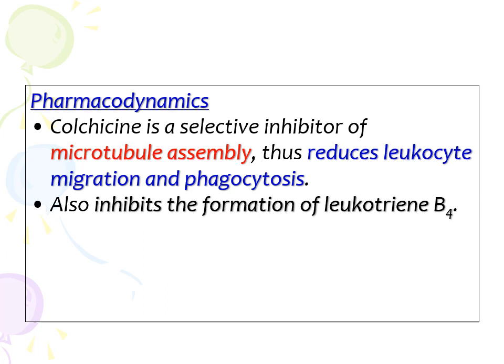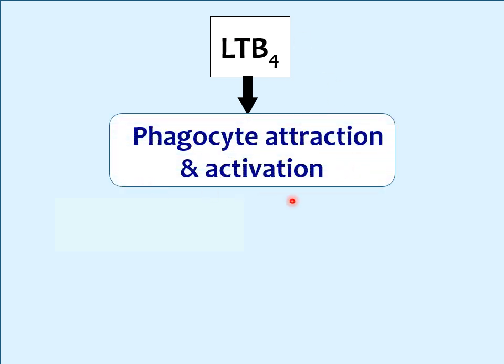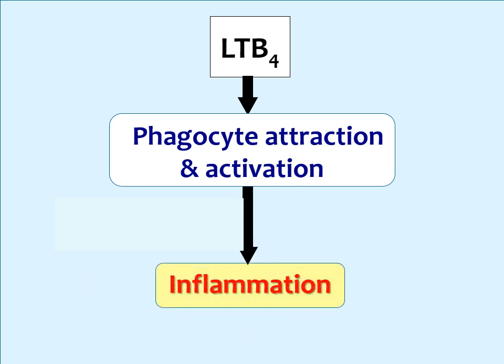There are two things. Then coming to colchicine, why colchicine toxicity is there: it is written it's due to inhibition of tubulin polymerization, the mitotic process that is inhibited. Tubulin polymerization and cell mitosis. Leukotriene B4 is an inflammatory mediator. This substance attacks phagocytes and activation is there. Further, it will result in inflammation, joint inflammation.